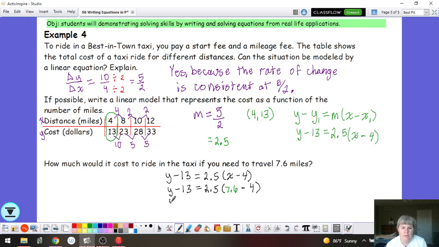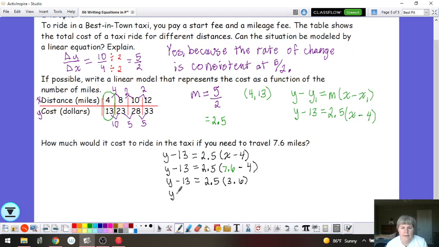So y minus 13 equals 2.5 times 3.6. y minus 13 equals, let me grab my calculator, 2.5 times 3.6 is 9.